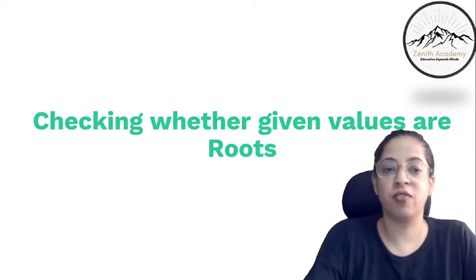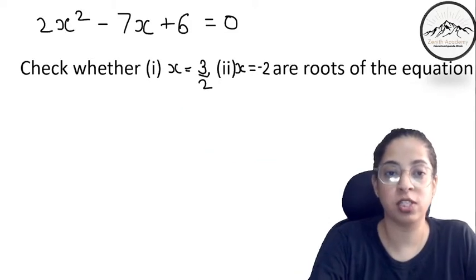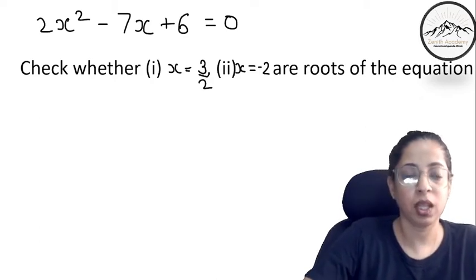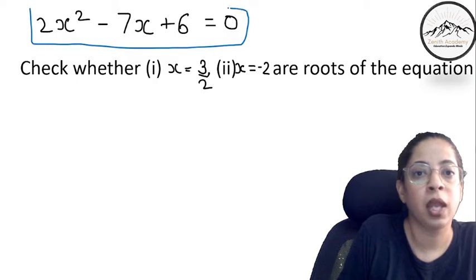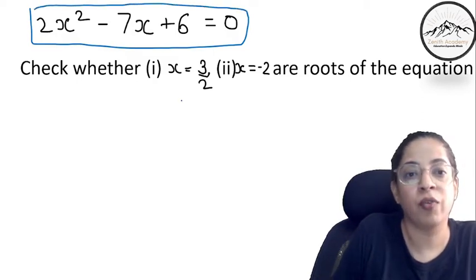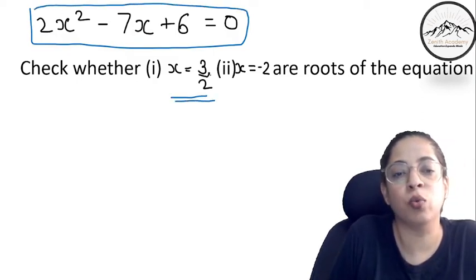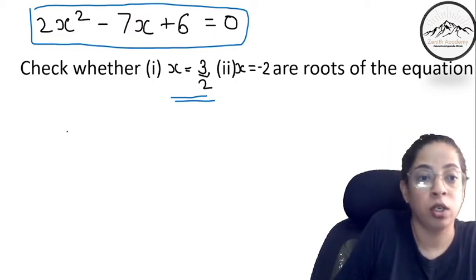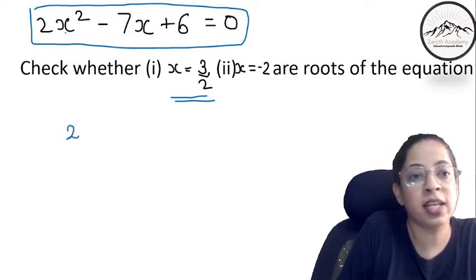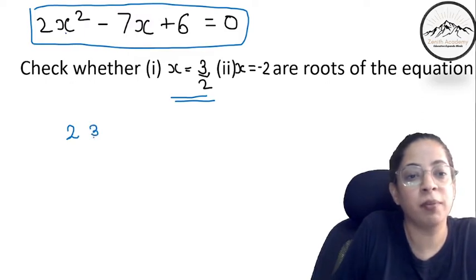Now let's check whether the given values are roots or not. Look, this is the quadratic equation that is being given to you. Now you have to check whether x equal to 3 by 2 is the root of this quadratic equation or not. So see, wherever there is x, we will write 3 by 2.